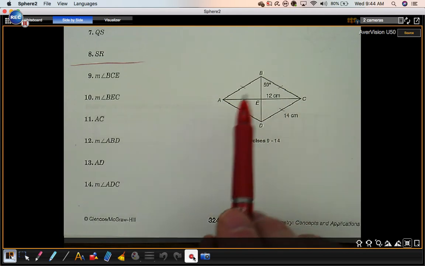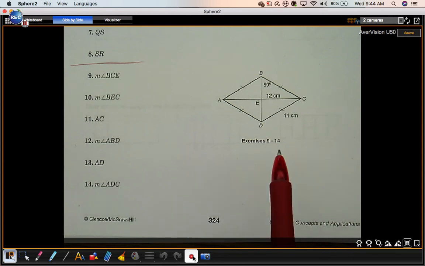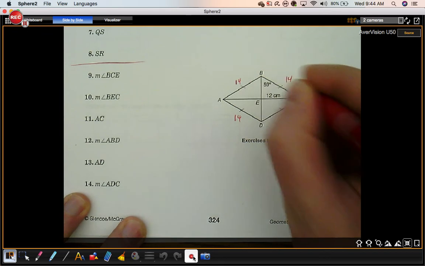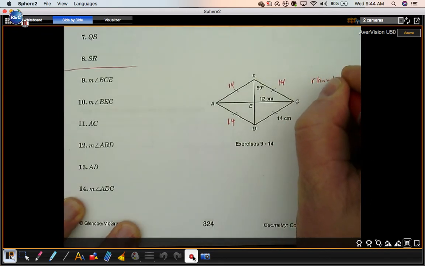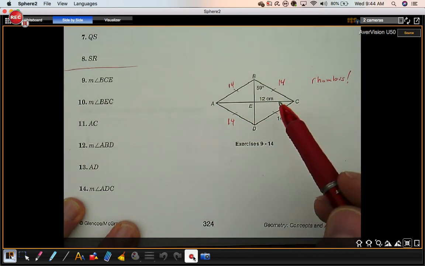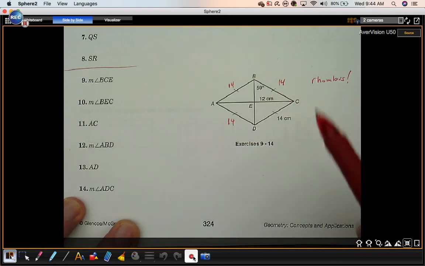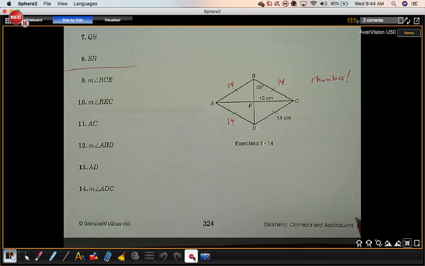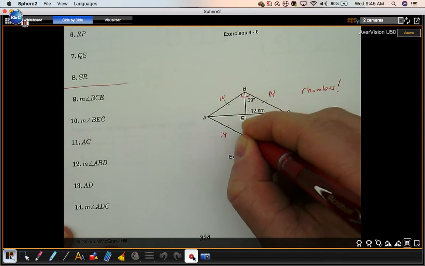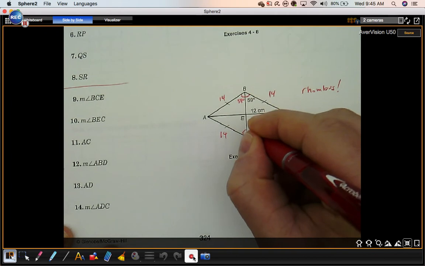Next section down, 9 through 14, let's talk about this shape. The opposite sides are congruent, so it's a parallelogram. Actually, all the sides are congruent. So this is a rhombus. It's not a rectangle because these angles aren't marked as 90. So we're going to handle this as just being a rhombus. Remember, in a rhombus, those four angles match. These are 59-degree angles.